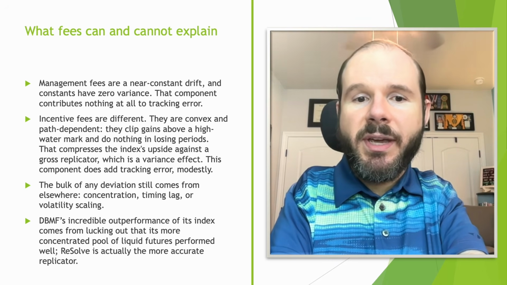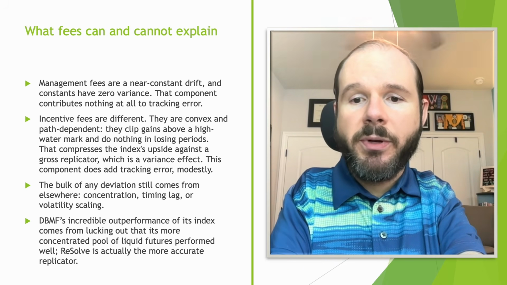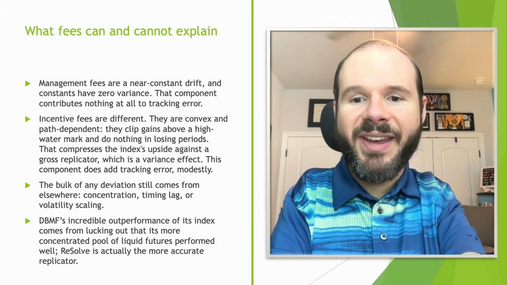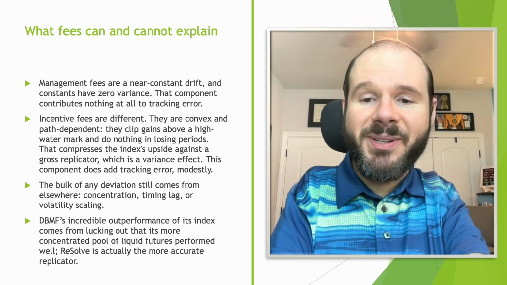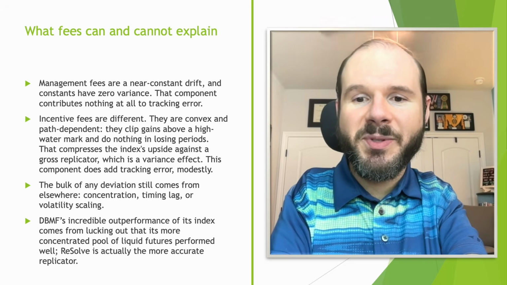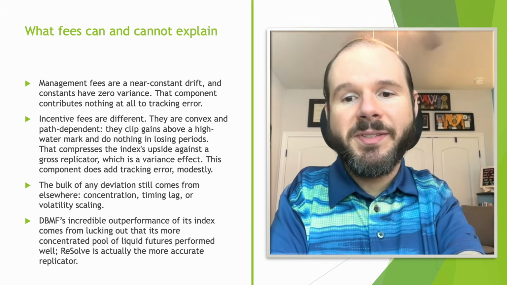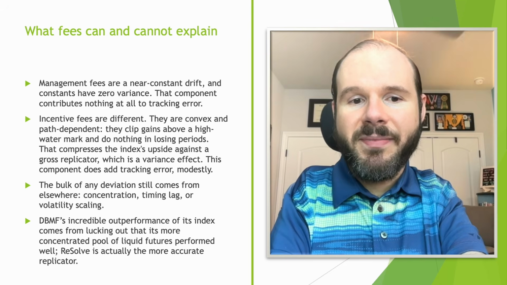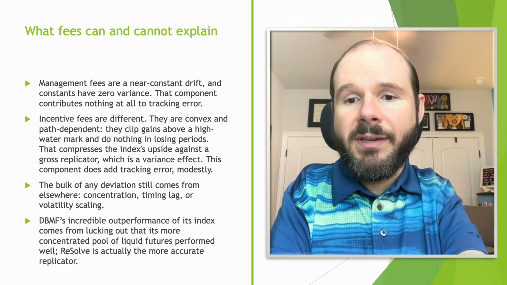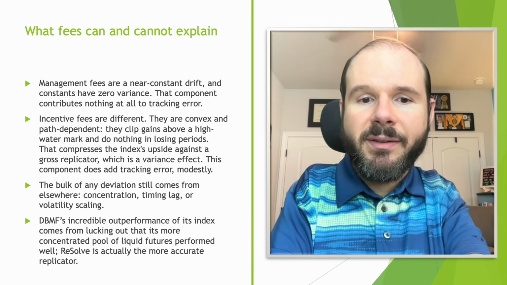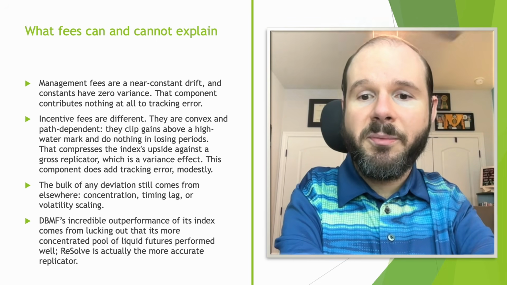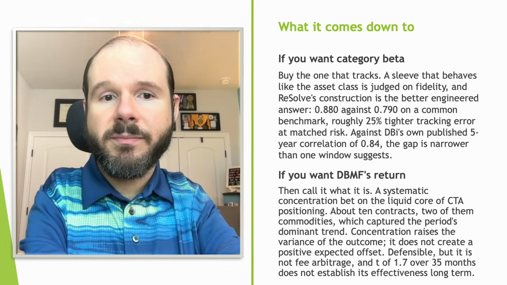However, the bulk of the deviation comes down to what's happening elsewhere: concentration, timing lag, or volatility scaling. And the obvious explanation here, because DBMF uses so few futures contracts to replicate its positions, is the outperformance is coming from this concentration bet. DBMF's incredible outperformance, it's basically just down to luck. And I gotta say, Resolve is actually the more accurate replicator on the numbers.